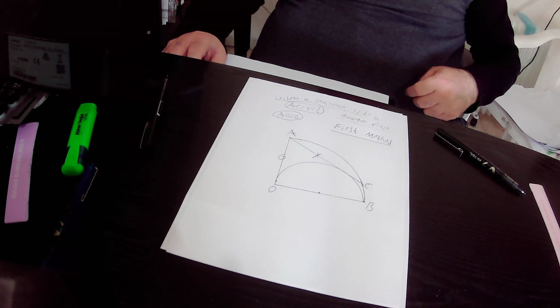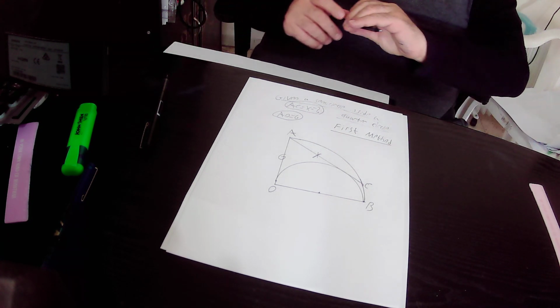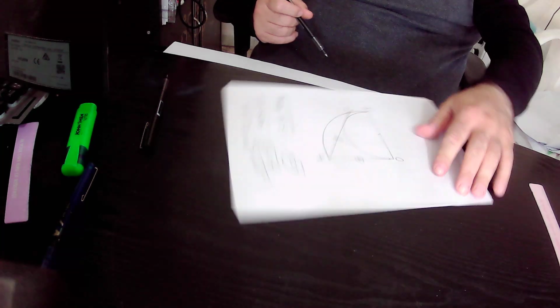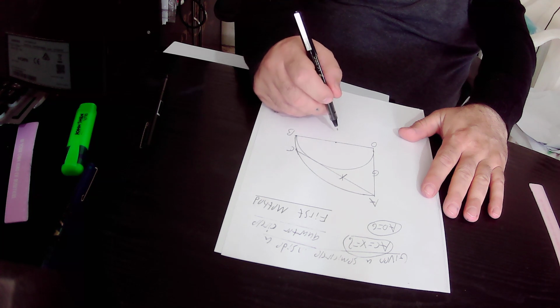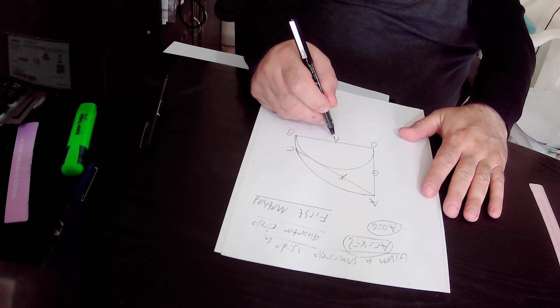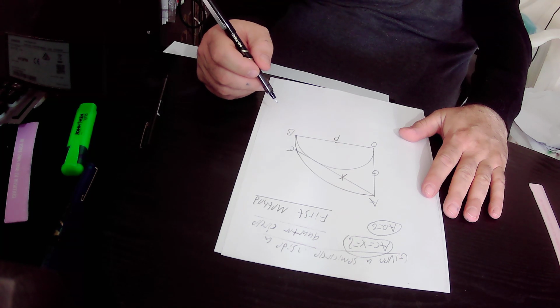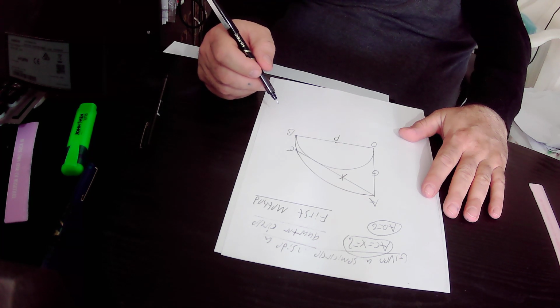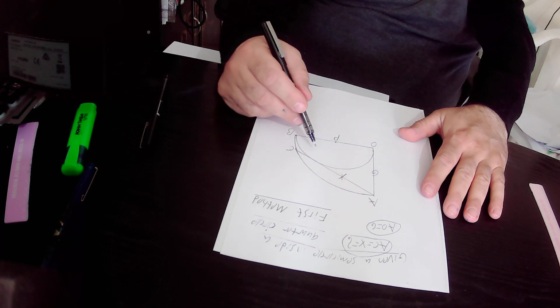So we'll start with the first method, and we'll define the center of this semicircle as point P. We'll define the point of tangency of tangent AC with this semicircle as point D.